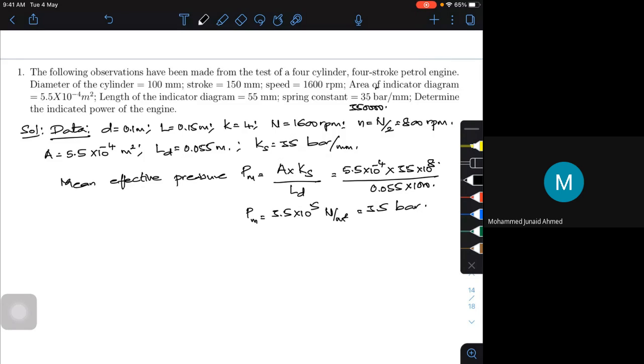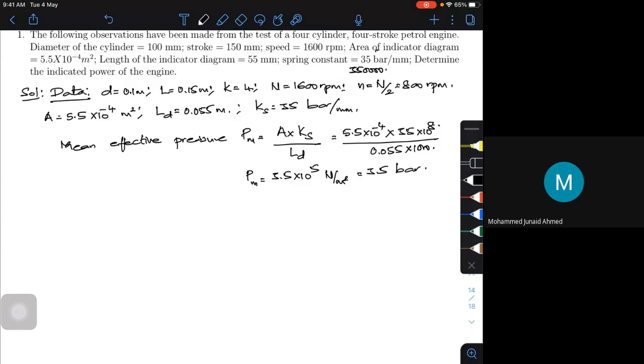Instead of 35 bar, I take it as, because it's per millimeter, that was with respect to some centimeter or something. While converting, this number has changed. So this should be 350,000 bar per millimeter, so that I get around 3.5 bar. This is the mean effective pressure. Okay, that's fine. Now the indicated power.